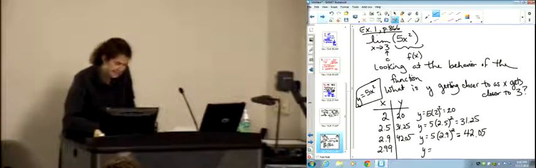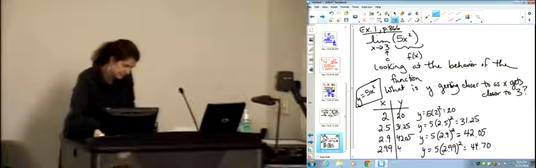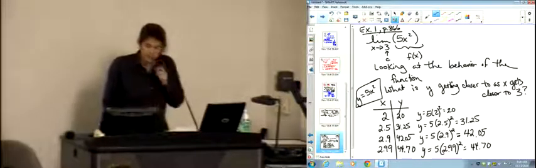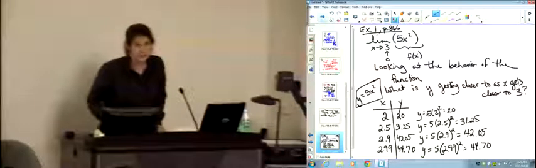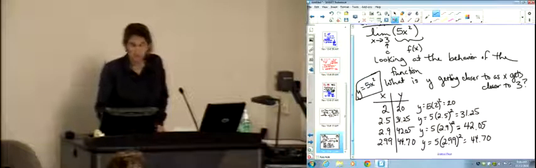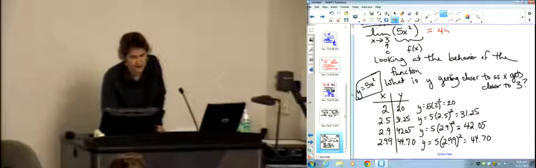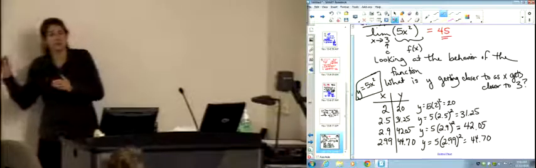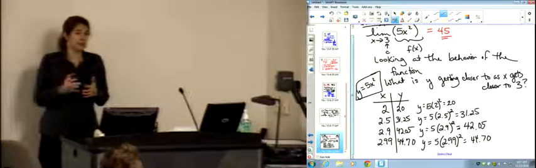What's 2.9 squared times 5? Somebody give me that number. 42.05. Okay, so that's what we got there. What about 2.99? 44.70, thank you. So as we're getting close to 3, it looks like our values are getting close to 45. It's looking like our limit's 45.